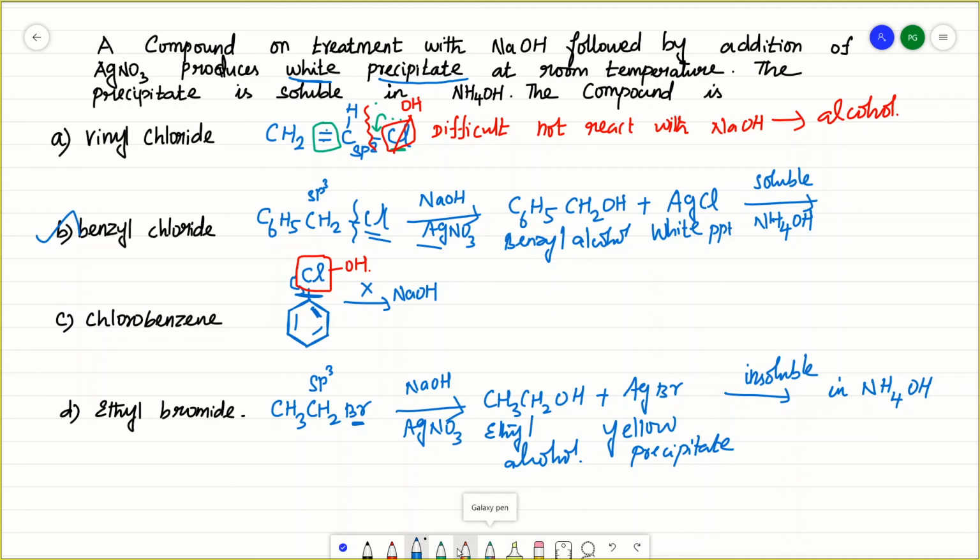AgBr is a yellow precipitate which is insoluble in NH4OH. Here AgCl is a white precipitate which is soluble in NH4OH. So our answer is benzyl chloride.